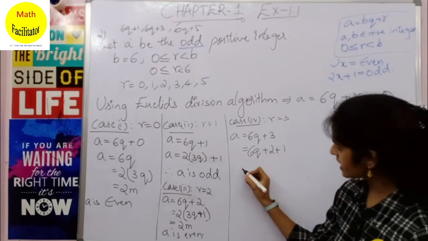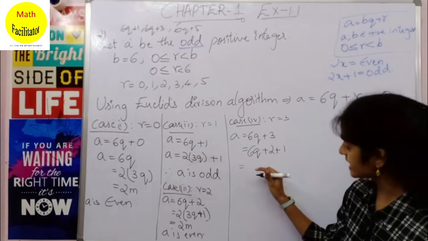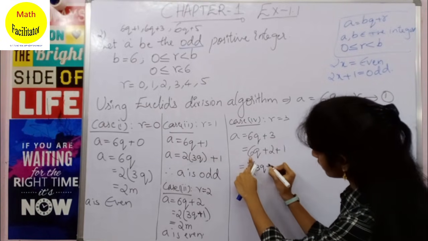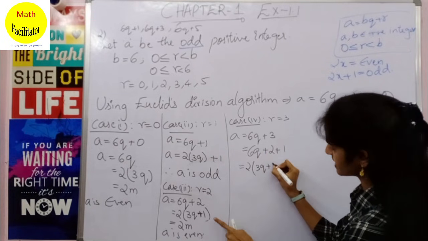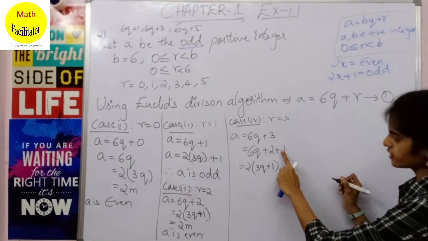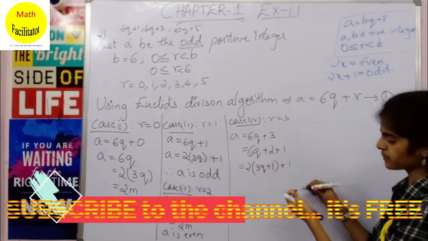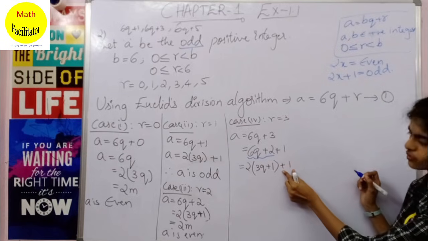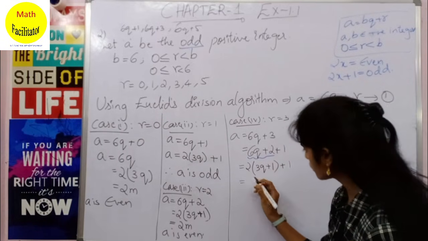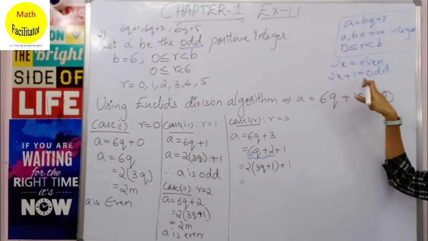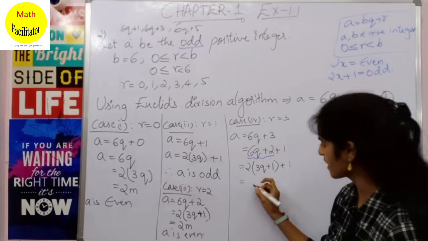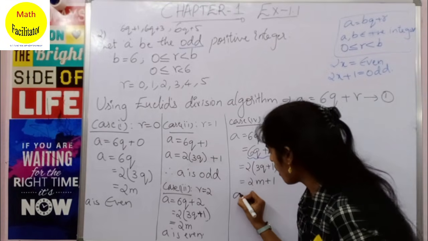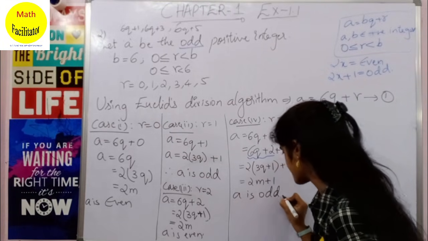Now you see, from these two terms I can take 2 common. Taking 2 common, here it is nothing but 3q, and here also you take 2 common, so you are left with 1, and you are left with plus 1 here. From only these two terms I am taking 2 common. This is what you got, and you have plus 1. That means this is 2 into something plus 1. So is it even or odd? It is an odd number. So I am taking it as m. So it is of the form 2m plus 1, which is odd. So a is odd in this case.